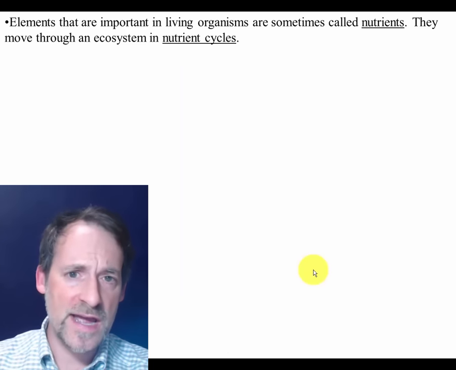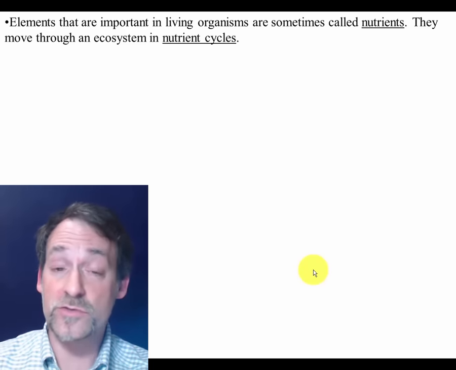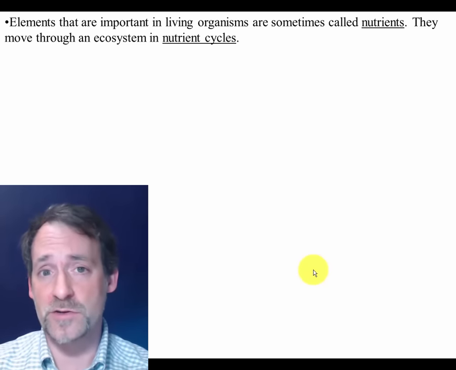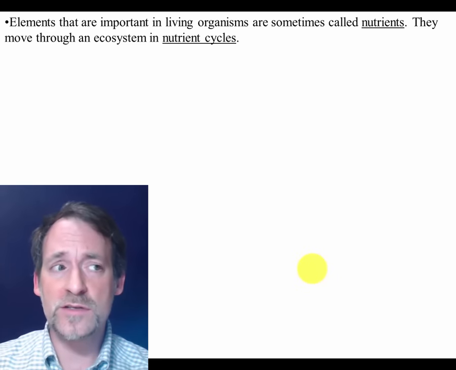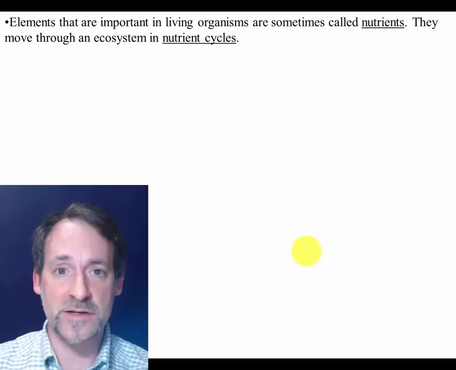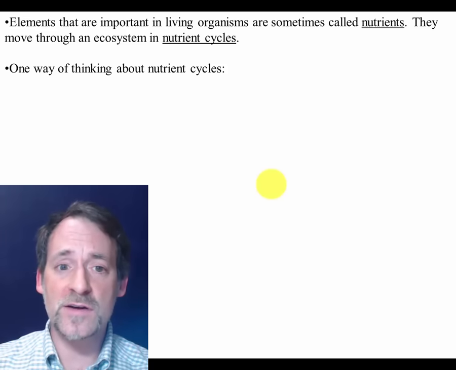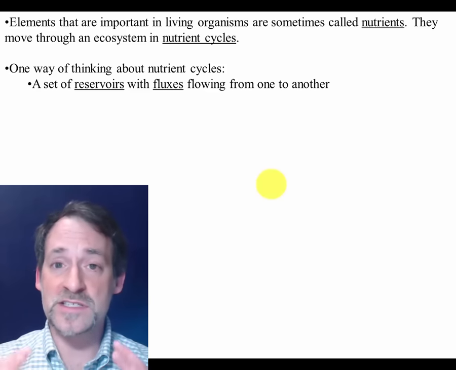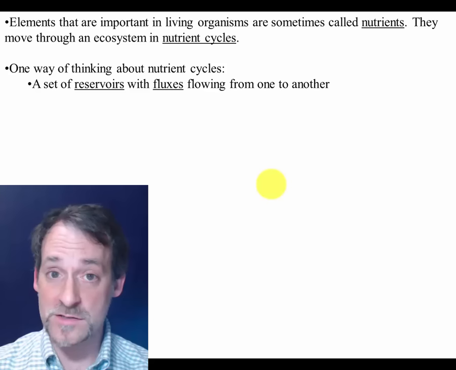What we're going to be looking at for the rest of today's lecture are three particular nutrient cycles: carbon, nitrogen, and phosphorus are the nutrients we're going to be focusing on. And there's a very useful way of conceptualizing or thinking about these nutrient cycles, and here it is. You can think of nutrient cycles as basically a set or a system of reservoirs that are connected by fluxes.